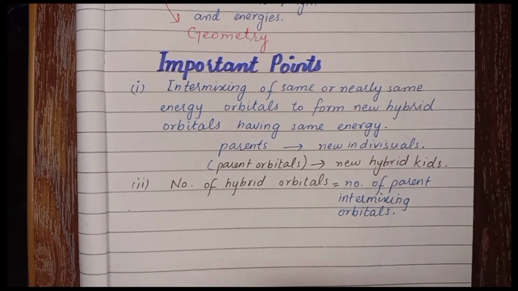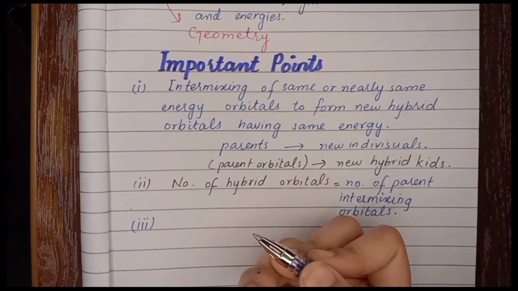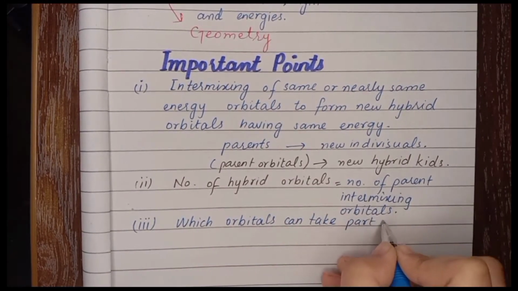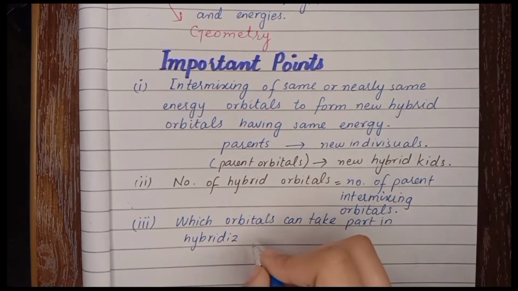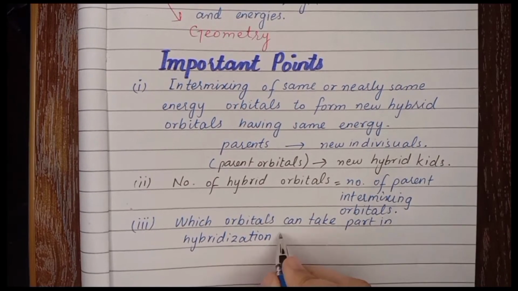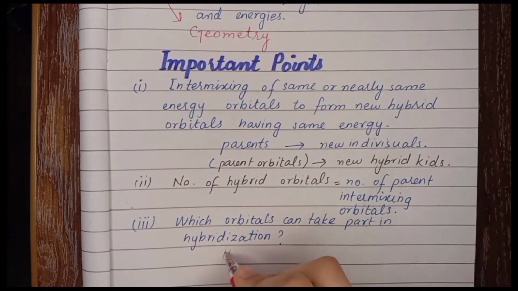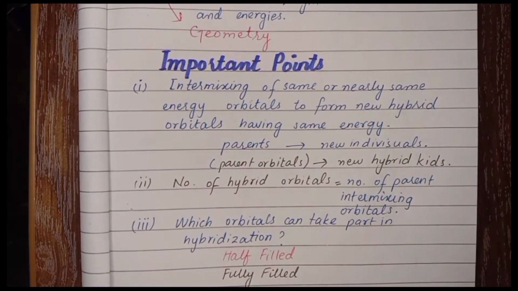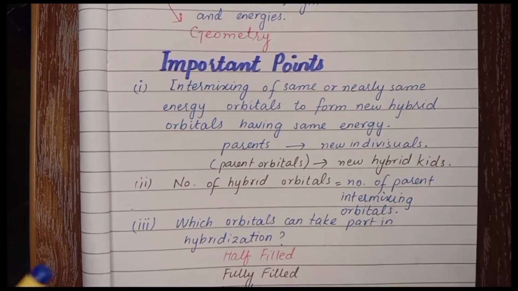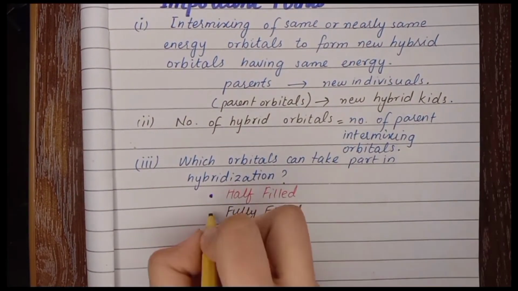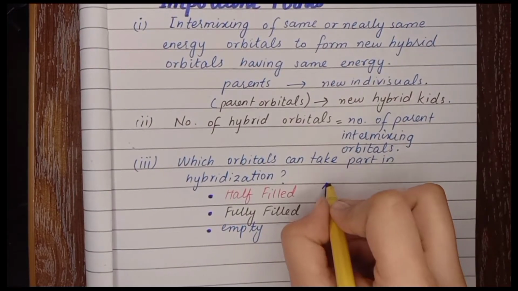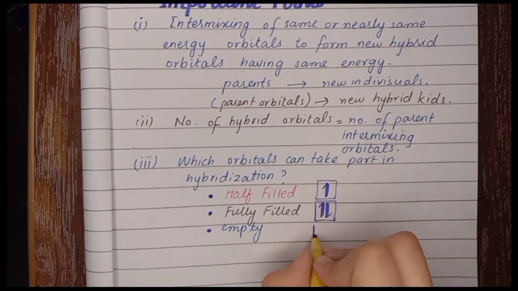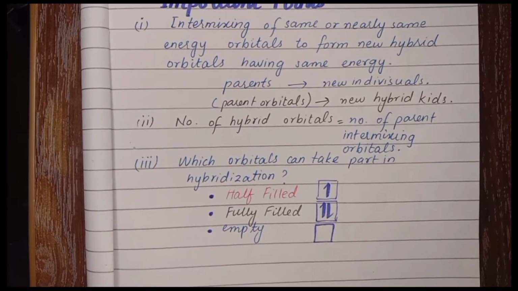Now the question arises: which type of orbitals can take part in the hybridization? In the hybridization process, half-filled orbitals, fully filled orbitals, and empty orbitals, which are the vacant orbitals, can take part. There is no limitation that fully filled orbitals cannot take part, or half-filled orbitals cannot take part, or empty orbitals cannot take part in the hybridization process. Any of these 3 types of orbitals can take part. This is a very important point.